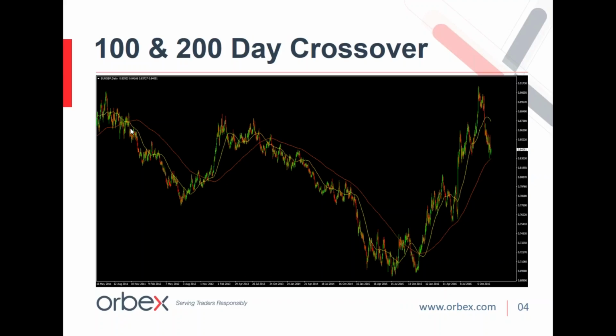So traders would look to sell short as the 100-day moving average crosses below the 200-day moving average. Similarly, over here you can see that where the 100-day moving average crosses above the 200-day moving average, this will be used as a bullish signal. So traders will be using this crossover to enter the market long.